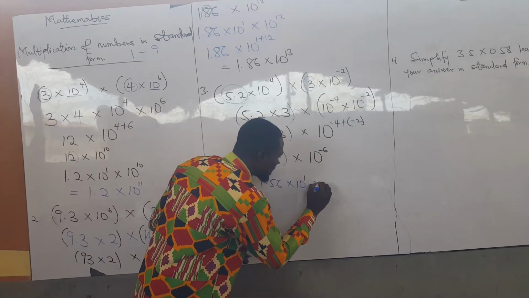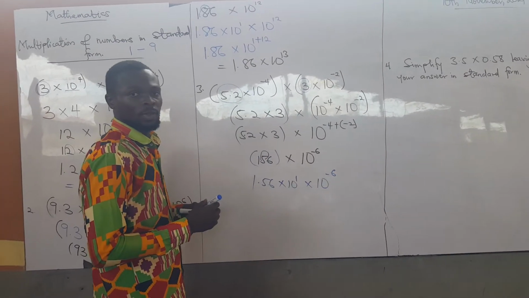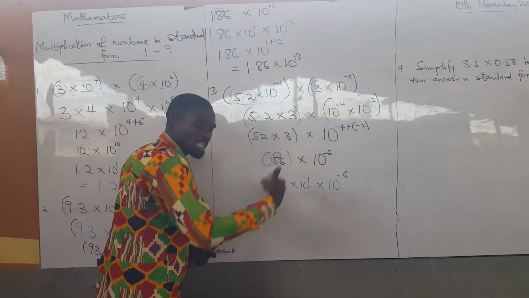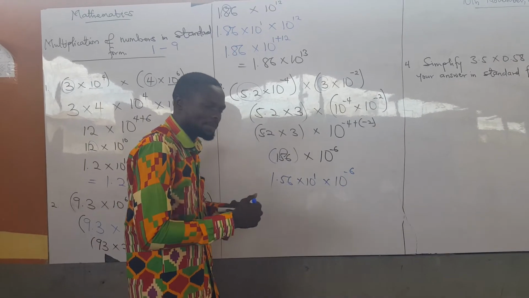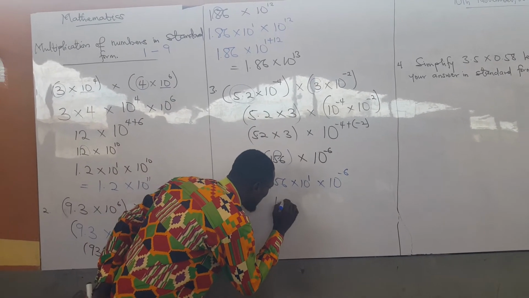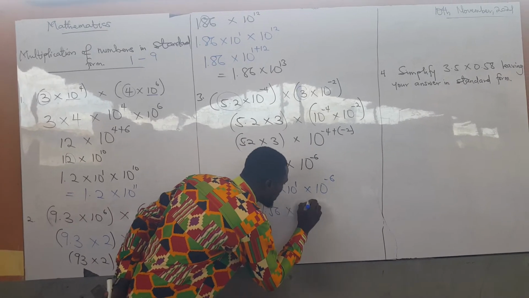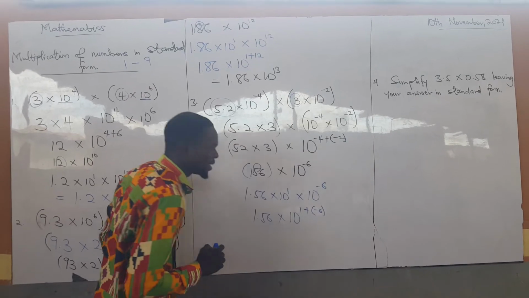Then I have this one times 10 raised to the power negative 6. Then, because we are to multiply this and this, we just use the law of indices. Bases are the same, add the powers. So this will give me 1.56 times 10 raised to the power 1 plus bracket of negative 6.